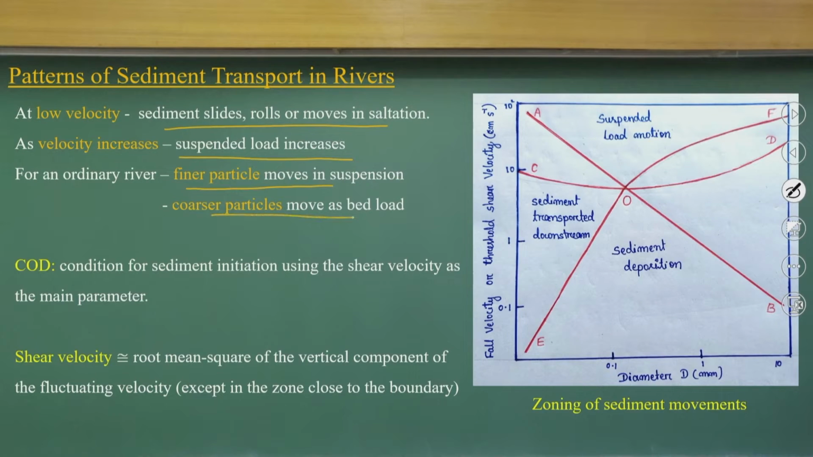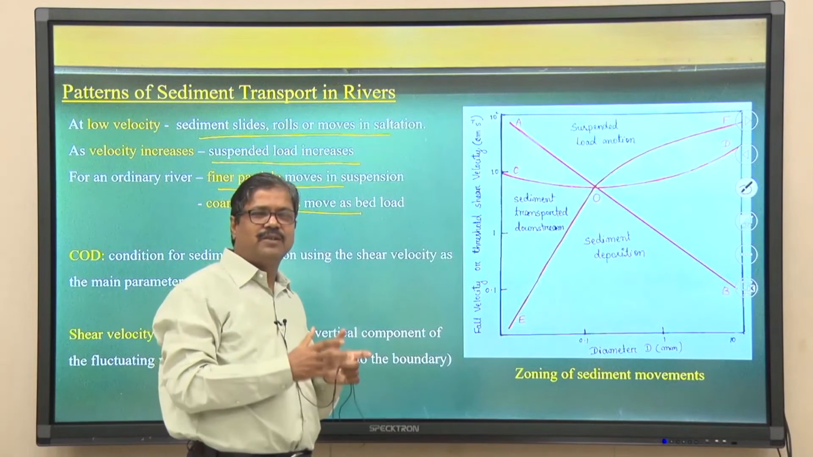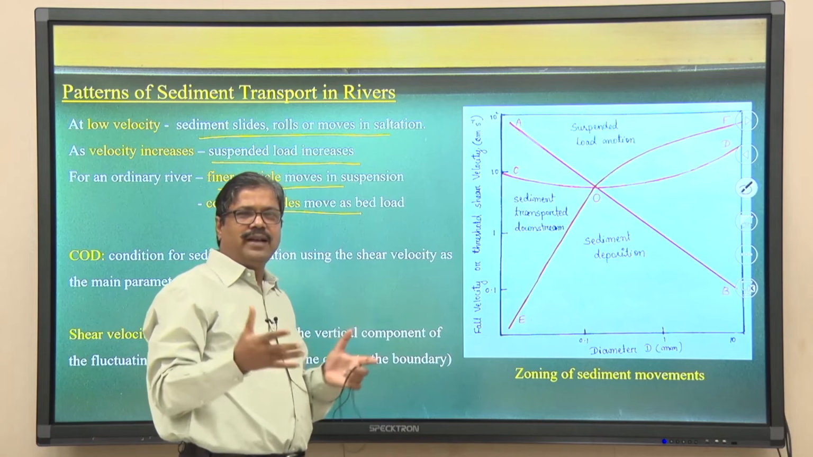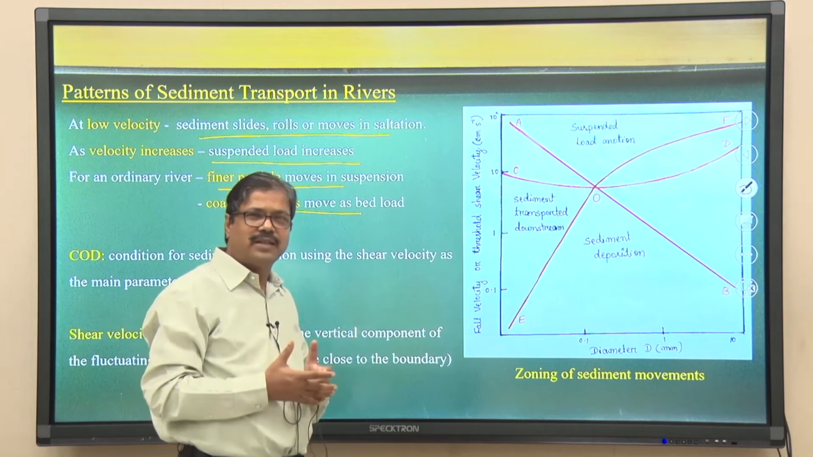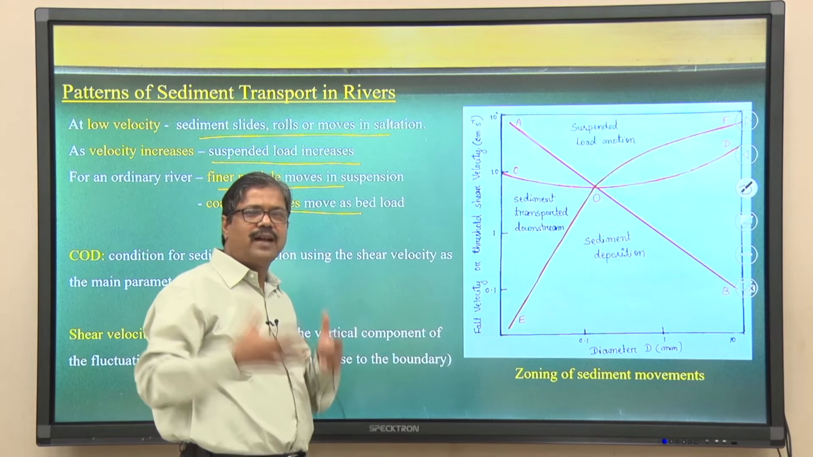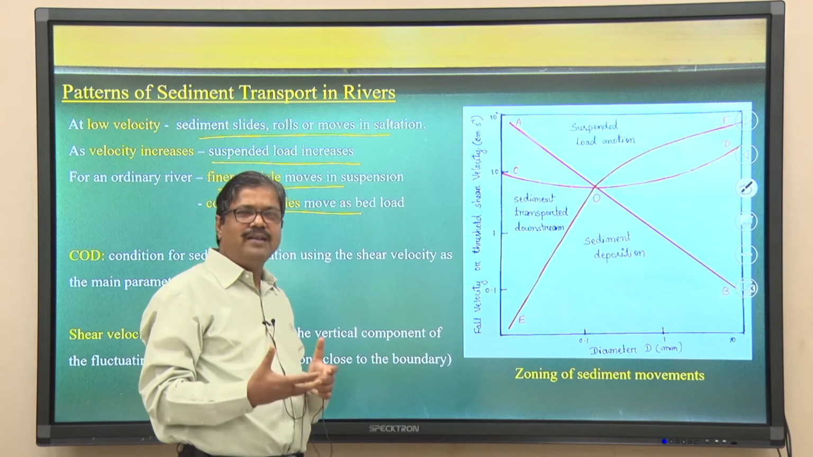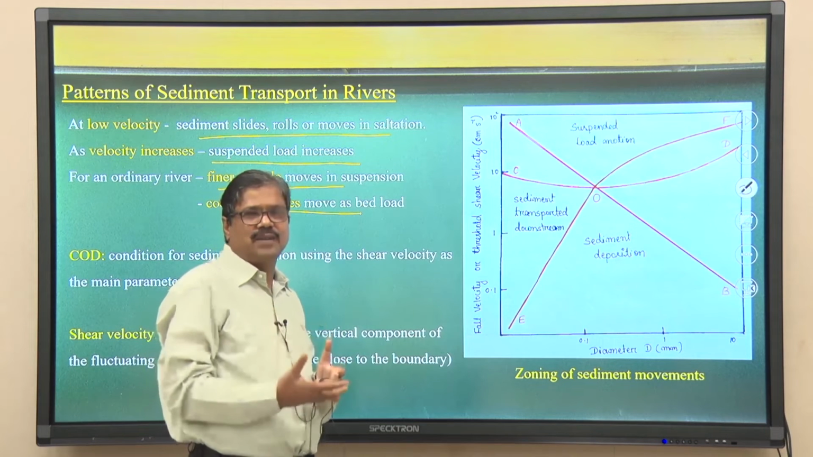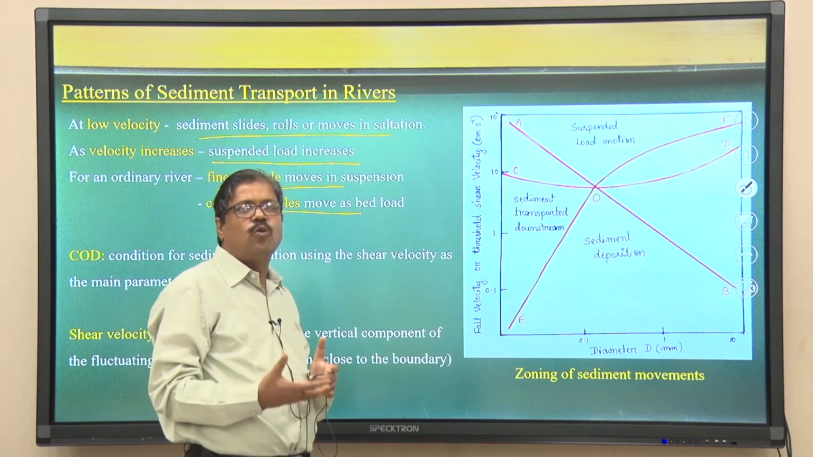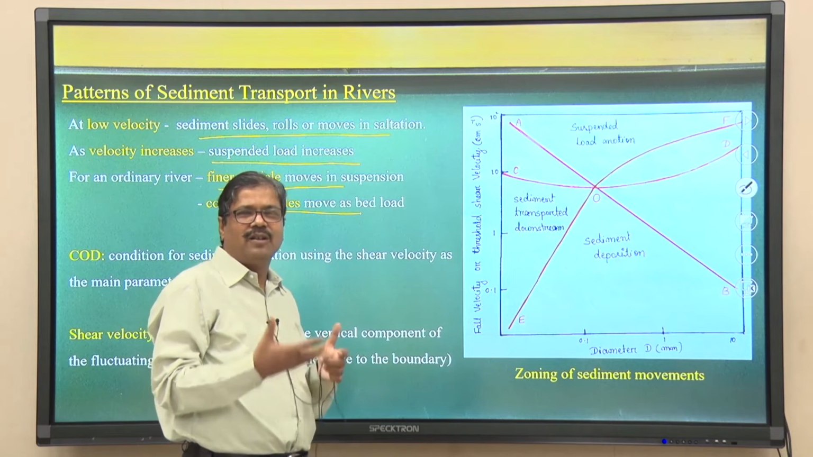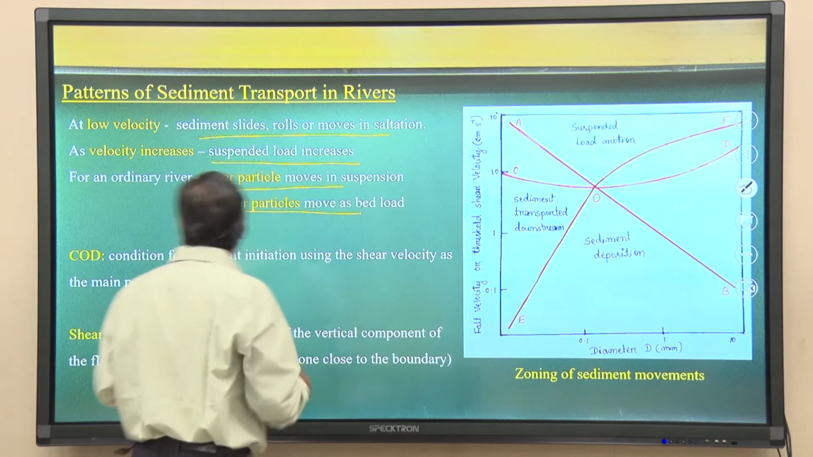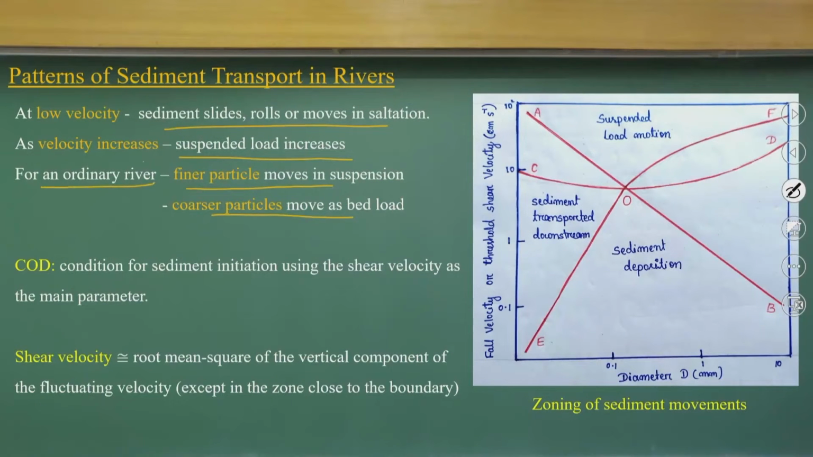But in the case of a river, if you look at the uniform sand experiment we conducted in the flume, the characteristics are different, because in a real river you will have non-uniform sediments, sediment of coarser grain and finer grain. What actually happens in the river is that the finer particles remain in suspended load, and the coarser particles like gravels remain as bed load. So, that is what happens in any ordinary river.